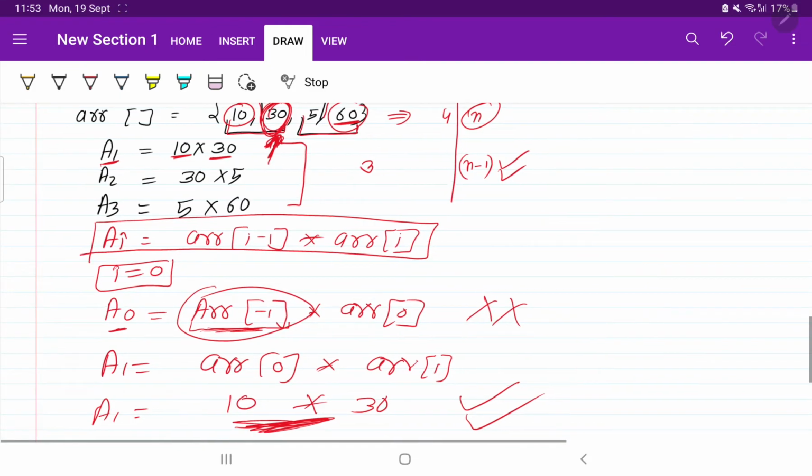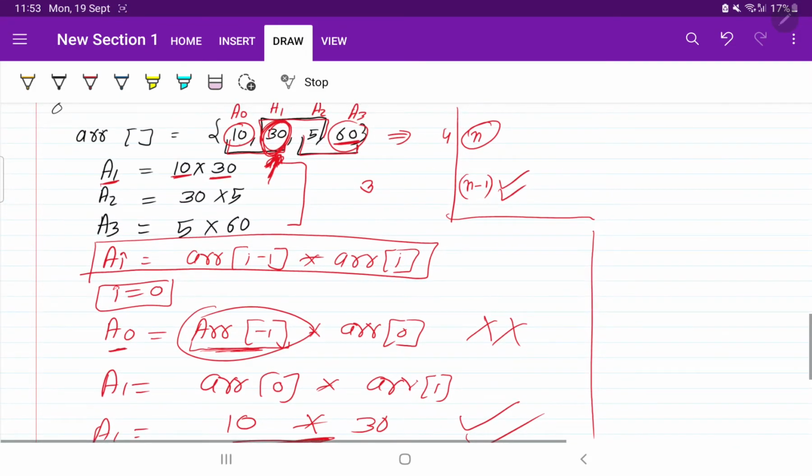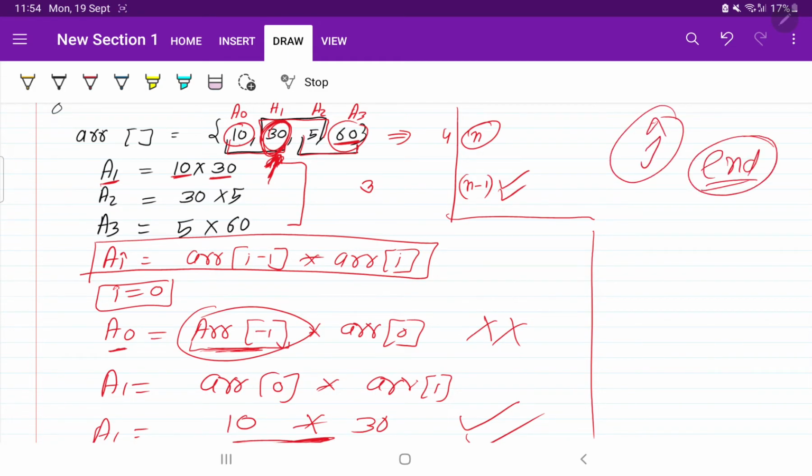Okay, now you need to similarly check for the last element also. I told you j is not the last element. You have to think of the end point. J is the end point, not the last element. So you have to think for the end point. So what is the size here? 3. So again put the value of i as 3.